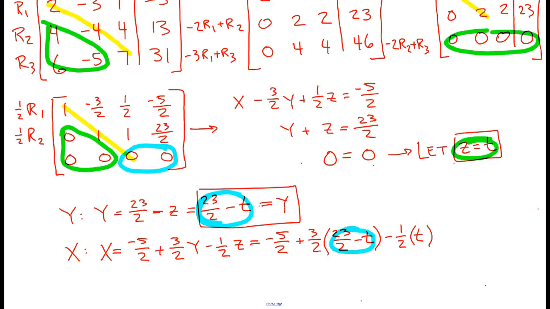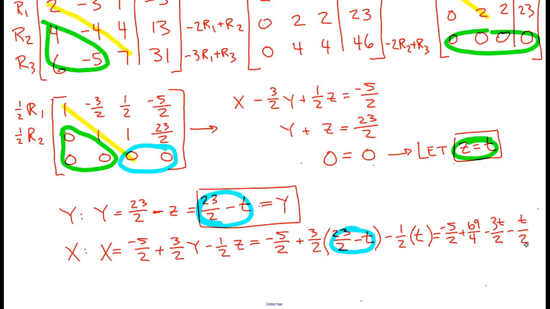Okay, so let's see if there's anything we can simplify here. Well, we've got negative 5/2, and then we have 3/2 times 23/2. That's 69/4. Then we have 3/2 times negative t, so that's negative 3t/2. And then minus 1/2 t, or minus t/2.